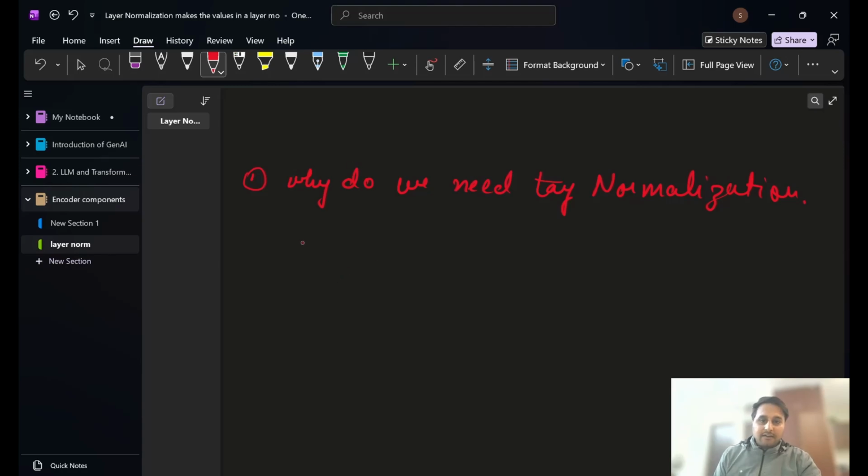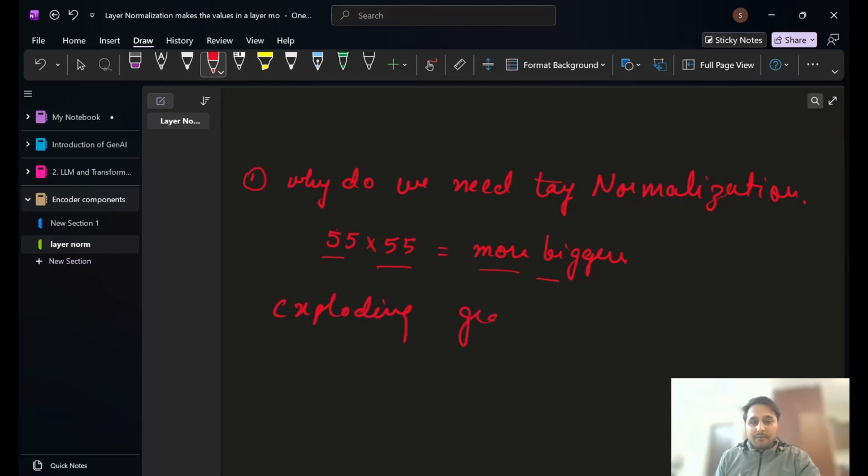Okay, let me clarify this statement. When a bigger number is multiplied by a bigger number, the result is an even bigger number. So you all know in neural networks there are multiple dot product operations, and vectors are multiplied with vectors. If vector values are very large, then after multiplication they will become even larger. So this is the exploding gradient problem.